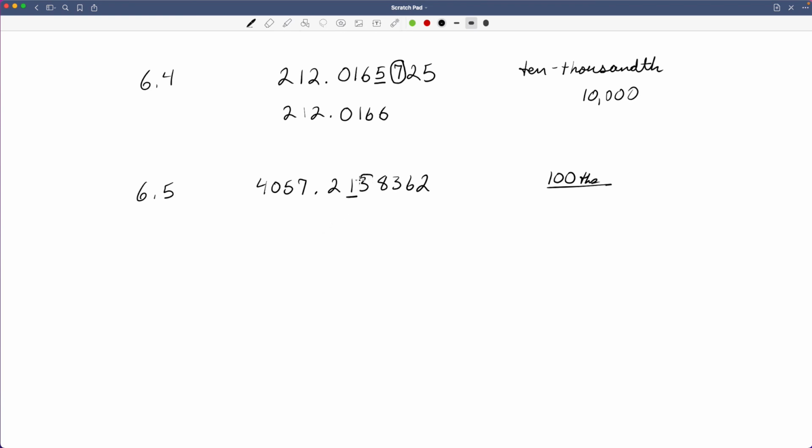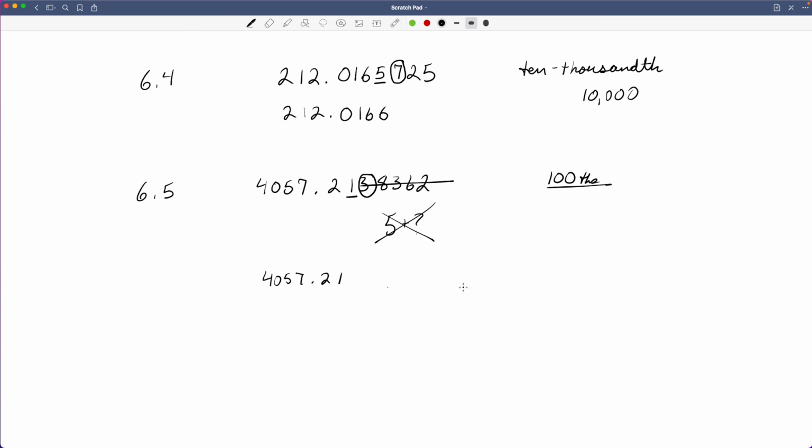So we're going to look at the number to the right of it. Is this 5 or more? No, it is not. So what we are going to do is just write this number the way it is and stop. We're going to get rid of all this right here. It goes away because we're rounding. We don't need the extra information. We're giving an approximation. So we don't have to be this specific anymore. We're shortening it up, right?